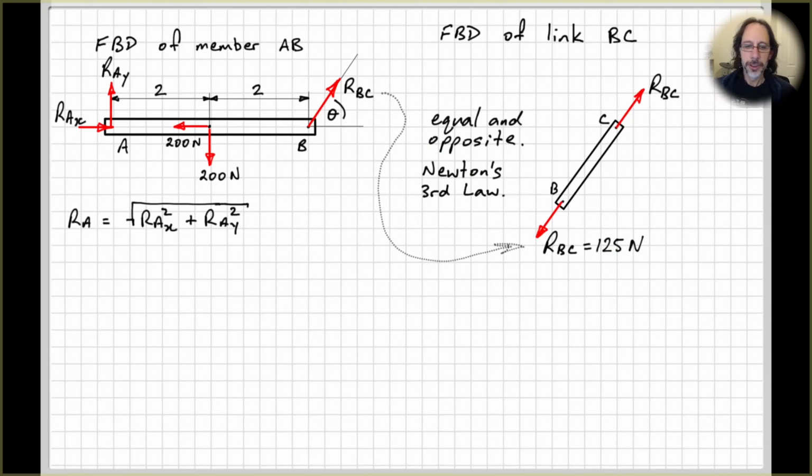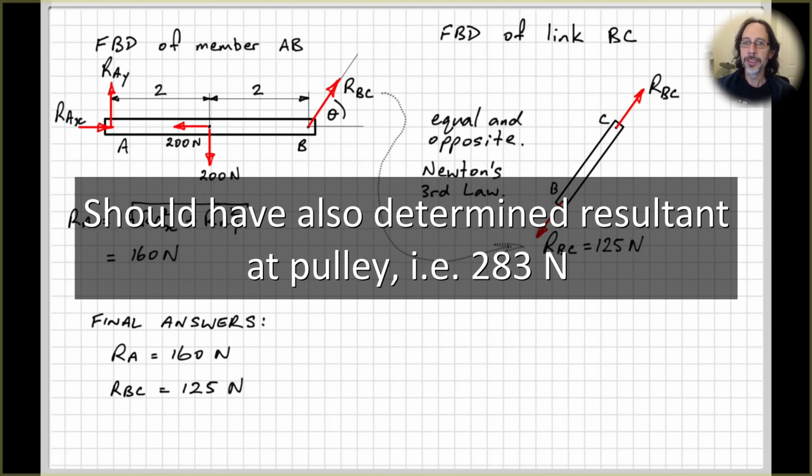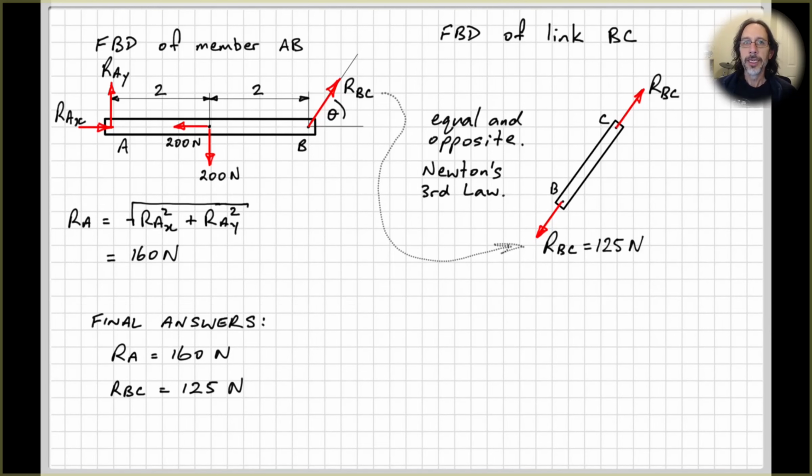All right, so just going back to the force on member AB, if we want to find the resultant force, which is what we'll need to do if we're going to determine the size of the pins, for example, that we need to put in this connection, then we'll need to know the resultant force, so just the square root of the sum of the squares. Applying Pythagoras' theorem, we get 160 newtons for that resultant force. So just noting now our final answers at the end. For RA, we had 160 newtons, and RBC, we had 125 newtons. Okay, so that's the end of the problem.